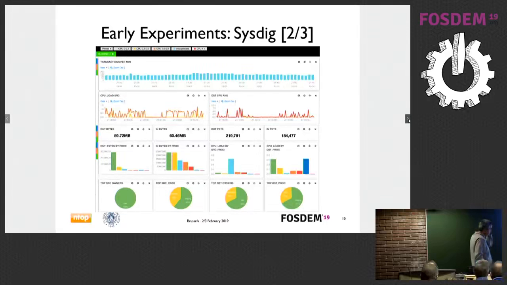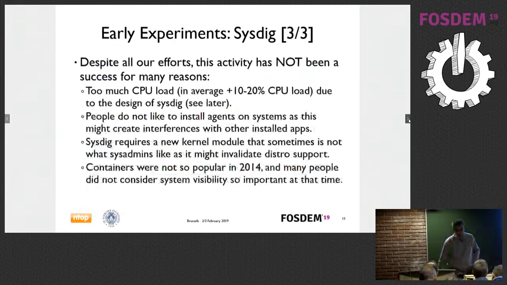So this code is still available. We integrate that with Elasticsearch. You can see the nice graph: top owner, top processes, and so on. Okay, very nice. So I spent a real lot of time on that, but it was a failure. It was a very big failure, for many reasons.